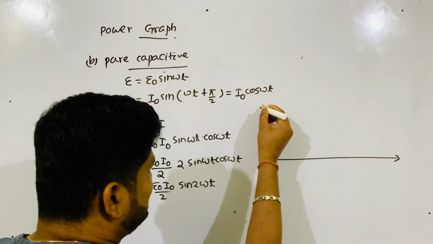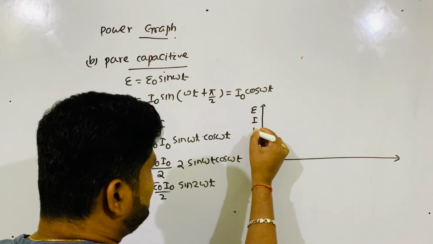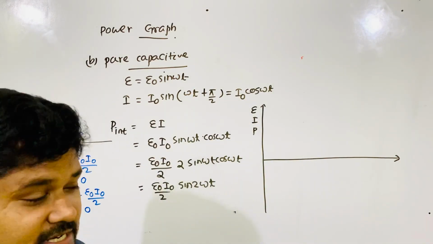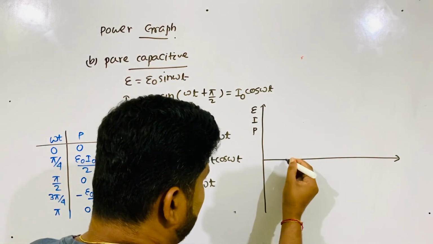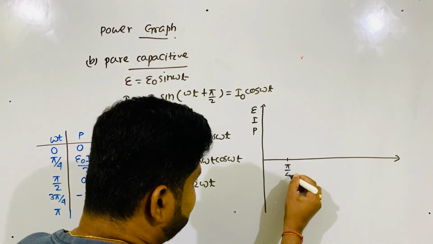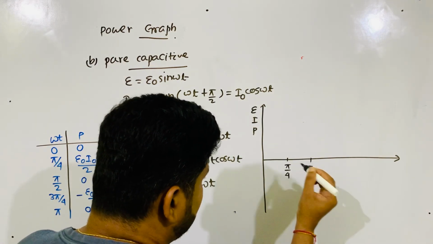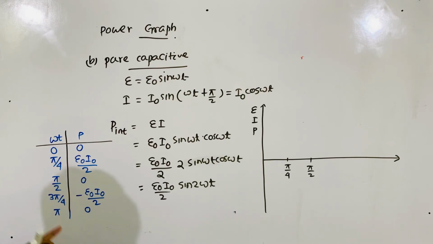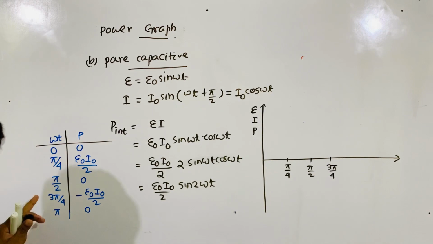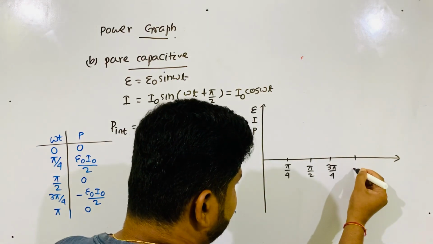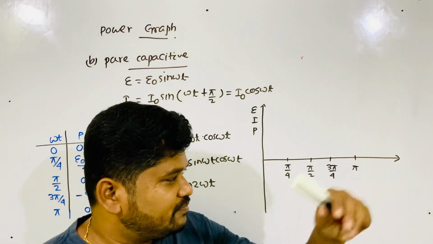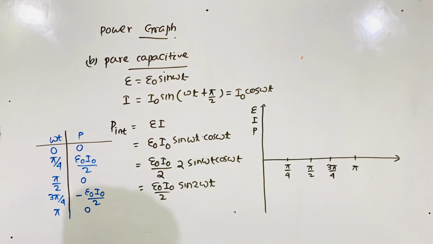And I have told that interest will come if you draw E, I, P all on the same graph. Voltage, current, power. And you have to mark the point here pi by 4. So pi by 4, then pi by 4, 0, pi by 4, then pi by 2, then 3 pi by 4, then pi. After pi, again you can proceed to 2 pi, but I am doing this much now.